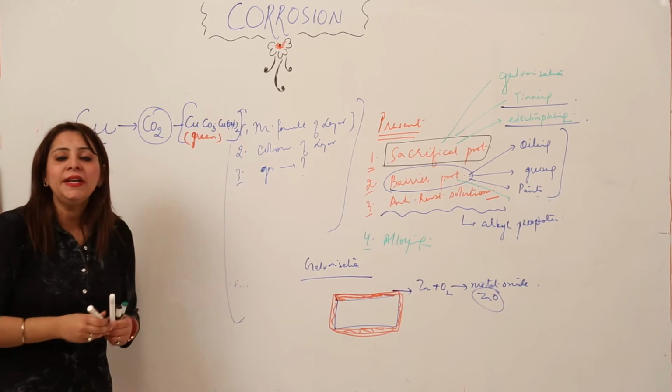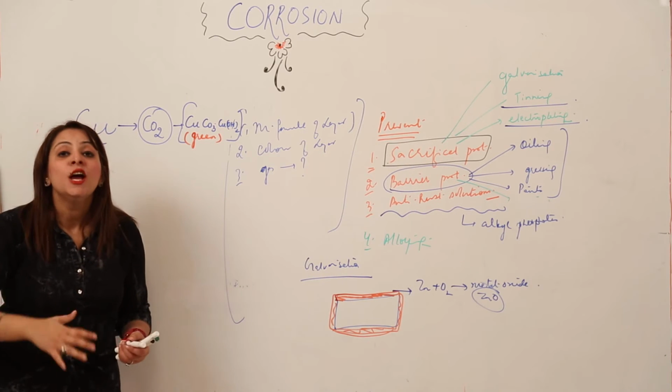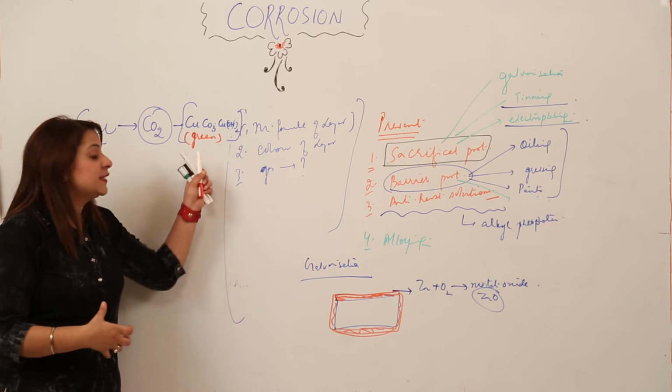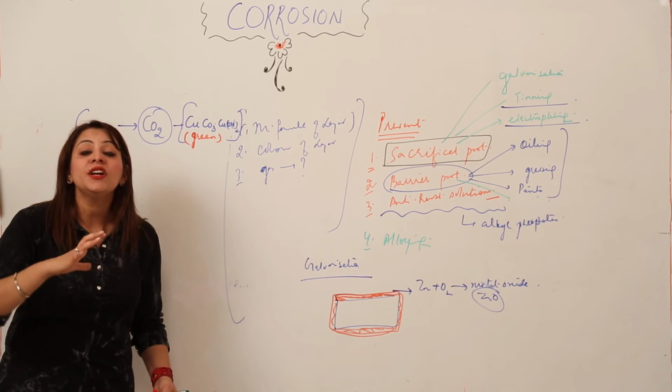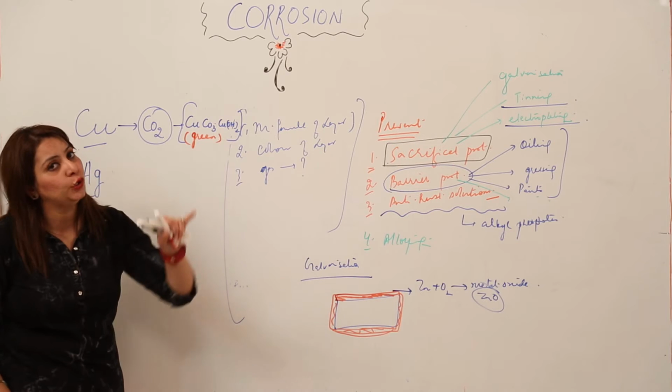So when copper gets corroded, it gets corroded in the atmosphere of carbon dioxide. What kind of layer is formed? Obviously a green color layer is formed. And what is that layer chemically? It is CuCO3 dot CuOH whole twice.